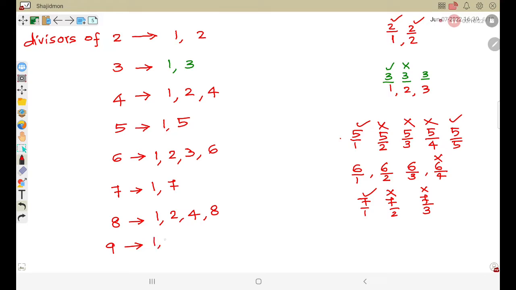1, okay. 2 not possible, 3 is possible, 4 no, 5 no, 6 no, 7 no, 8 no, and 9. Correct? 1, 3 and 9. Now what are the divisors of number 10?